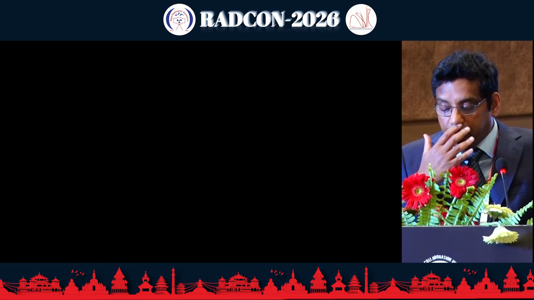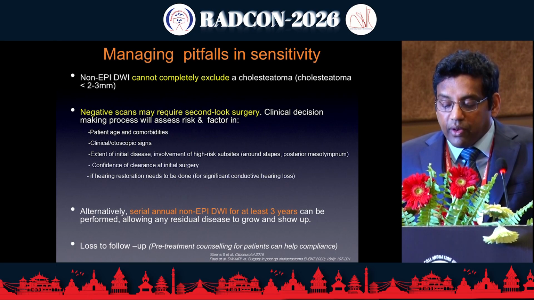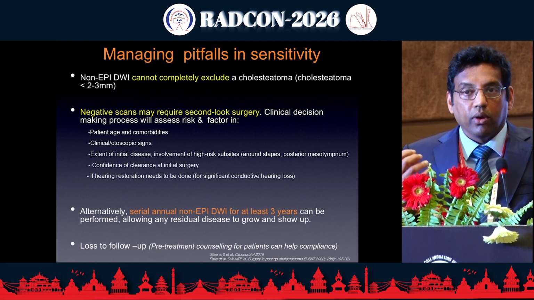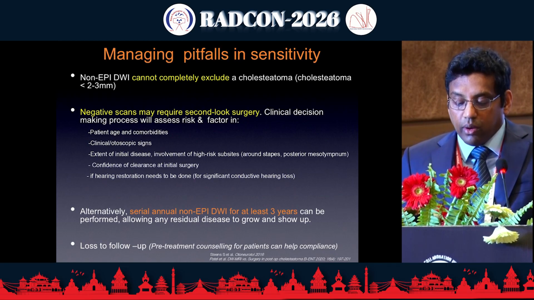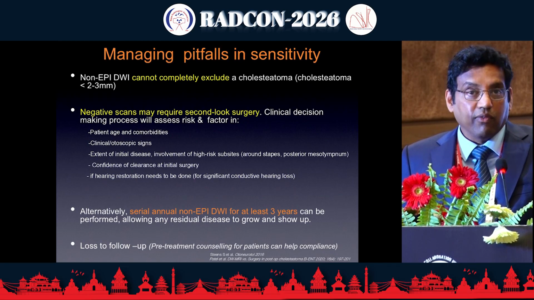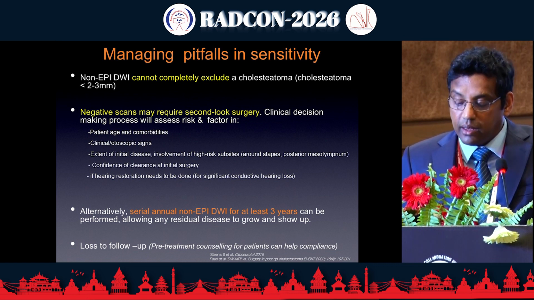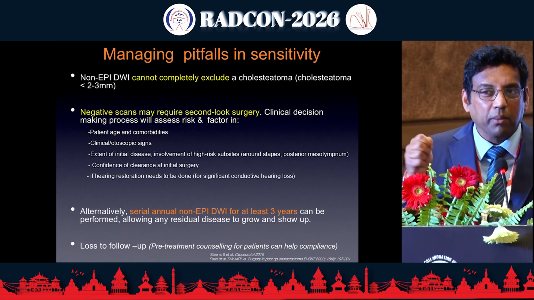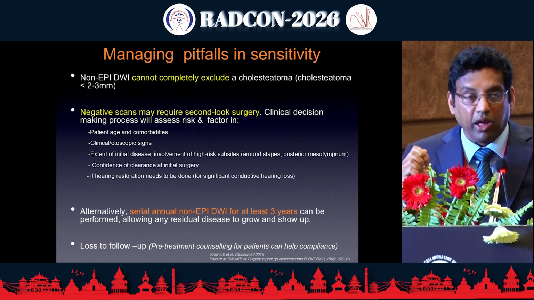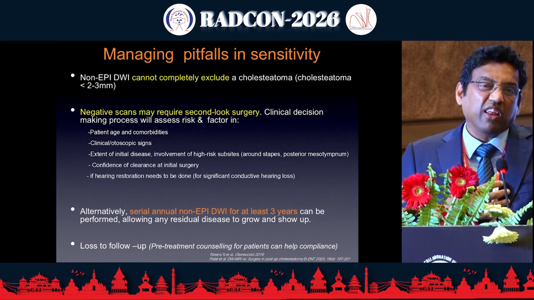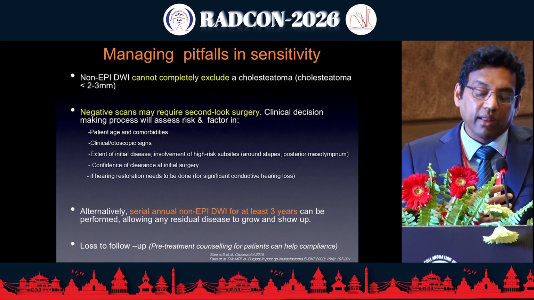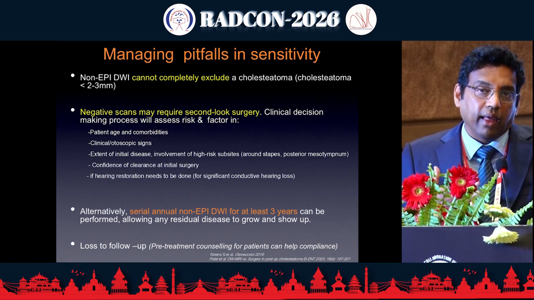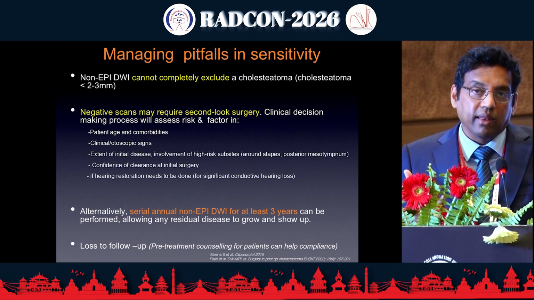So what do we do? A lot of it depends. The surgeon will have to think, okay, what is the risk of leaving a small cholesteatoma behind? If we are dealing with an initially extensive cholesteatoma that is very hard to clear, or involvement of high-risk subsites, especially the posterior mesotympanum, where it's quite difficult to clear the disease and cholesteatoma can hide, or if the surgeon is not very confident that the disease has been cleared, then okay, you can take the patient back for second look surgery to clear the disease.